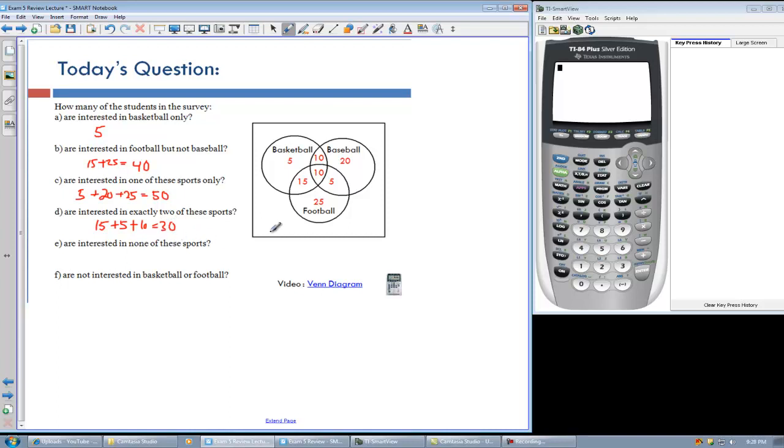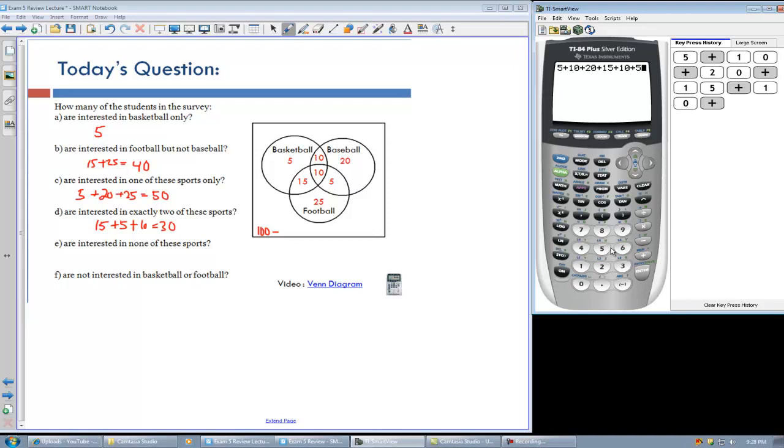Are interested in none of these sports. And so now here I have to do a little bit of work. So 100 people total were surveyed, and I take off the combined total of these numbers. So 5 plus 10 plus 20 plus 15 plus 10 plus 5 plus 25. So the total of 90. So 100 minus 90, which gives me 10 people. And so 10 people aren't interested in any of these sports.